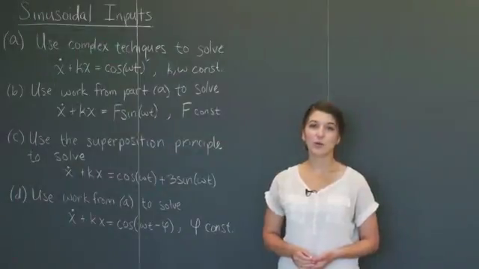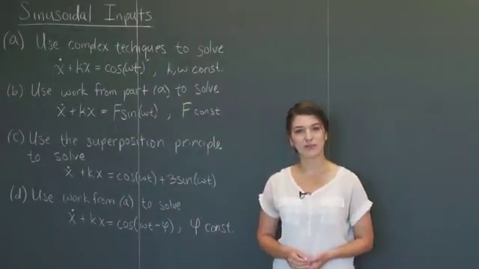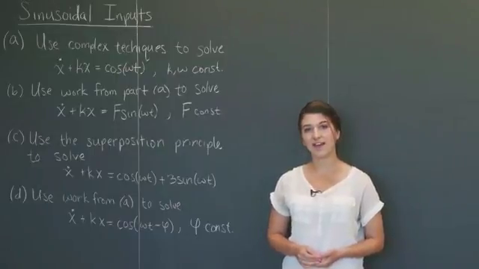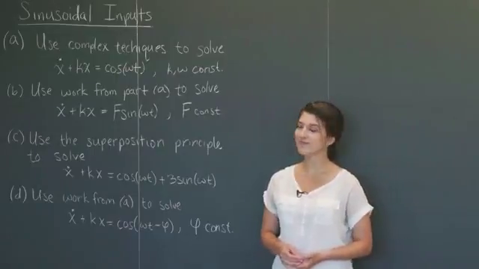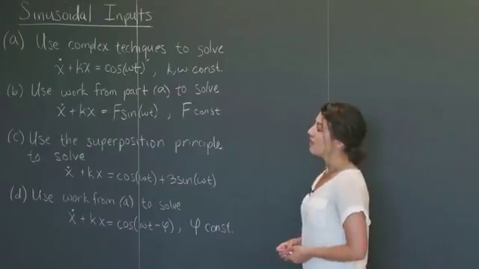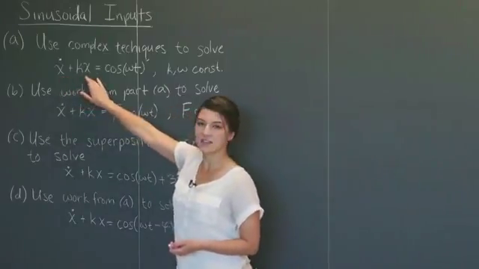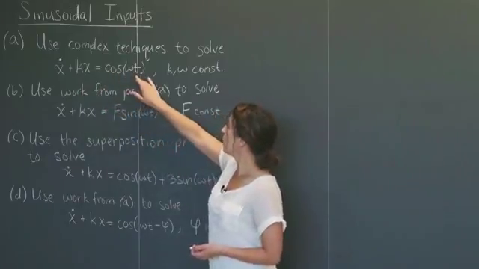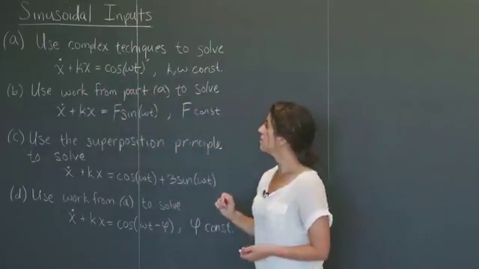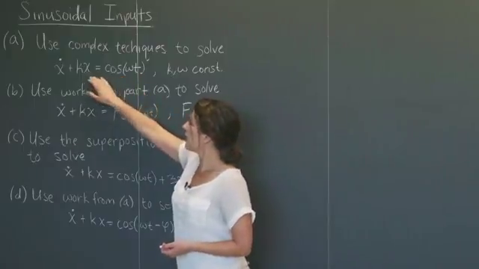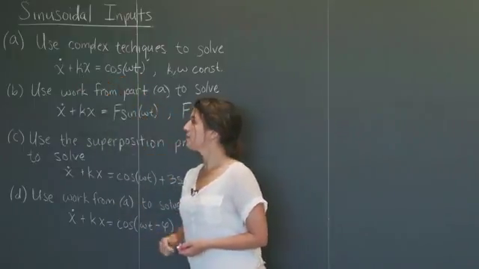In this video, we'll review how to solve first-order differential equations with sinusoidal inputs using complex replacement and the exponential response formula. In Part A, we will use complex techniques to solve x dot plus kx equals cosine omega t, where k and omega are constants. Cosine omega t is the input in this equation, and x is the response, which we want to find.